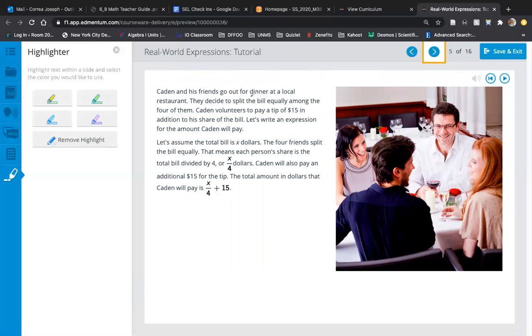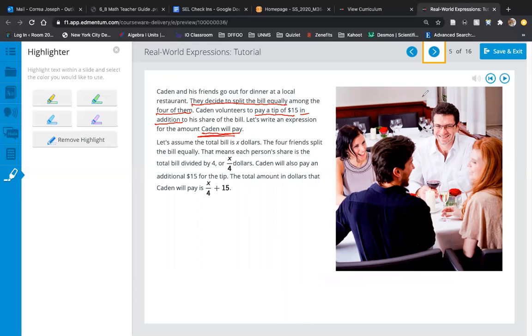So they decide to split the bill equally among the four of them, right? So this is the key information, right? Caden then volunteers to pay a tip of $15, in addition, so there's a lot of things going on here, to his share of the bill. So the expression that we're gonna write is for the amount that only Caden is gonna pay, right?